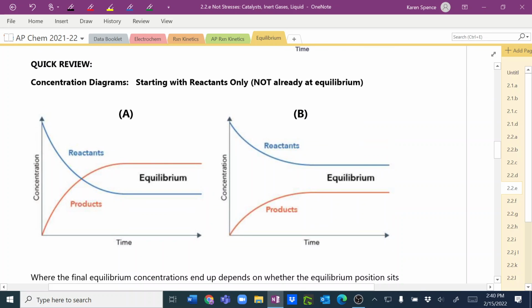Okay, so here are some concentration diagrams where we're starting with reactants only. What can you say about the equilibrium position of reaction A compared with reaction B? In situation A, what is favored at equilibrium? The products are favored at equilibrium because we have more of them, okay?